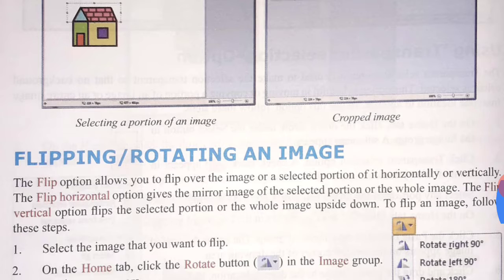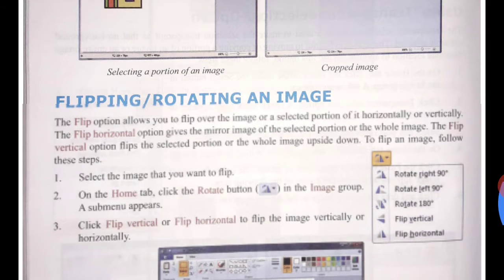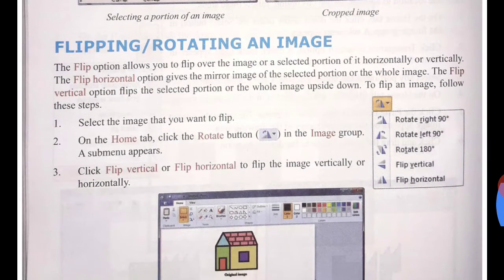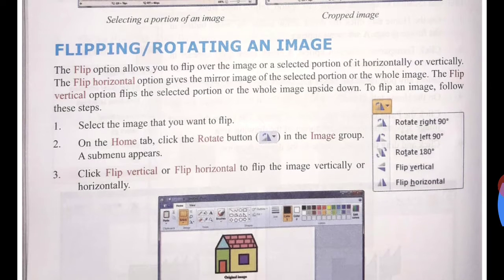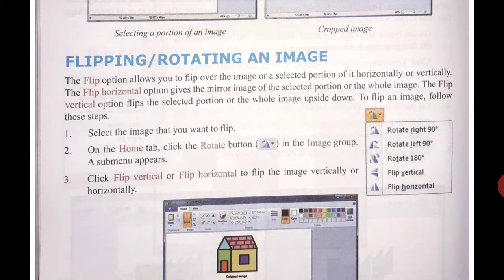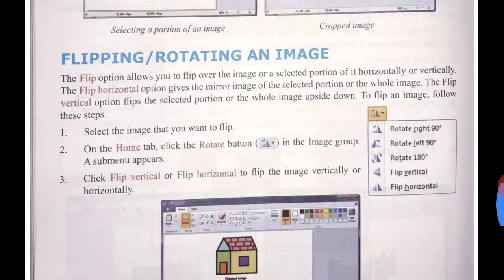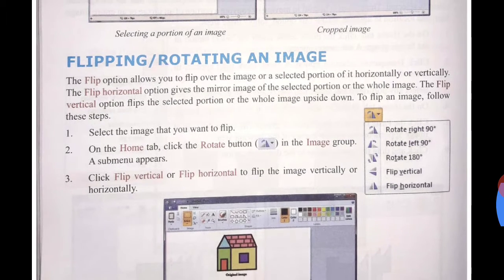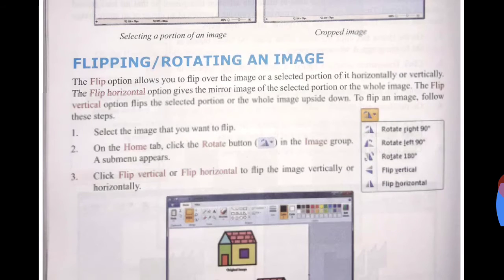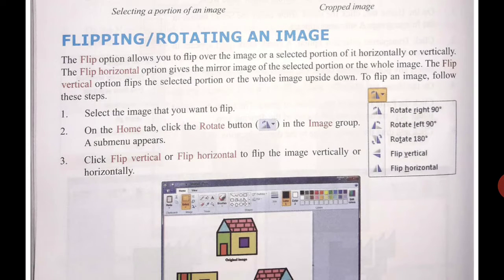Now see here, flipping and rotating an image. Now flipping and rotating an image means what? A flipped image or reversed image. The more formal term is a static or moving image that is generated by a mirror. It is generated by a mirror, a reversal of an original across a horizontal axis. It will be across the horizontal axis.